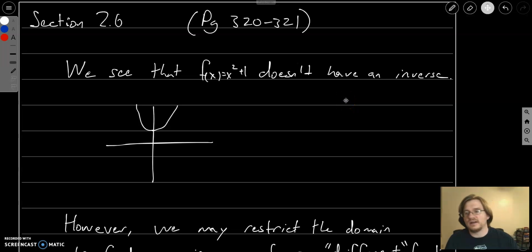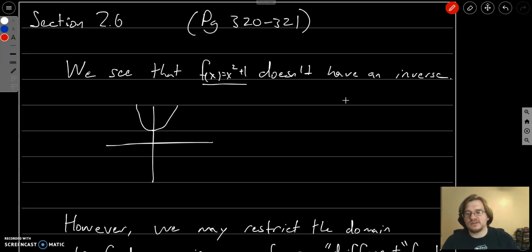Hello and welcome back. In this video we'll finish up section 2.6 on inverses, and we're going to look at an example, and hopefully this will generalize. This example is the function f of x is equal to x squared plus 1. And if we graph this, because we've added 1, we've shifted it up. And we see that this doesn't have an inverse.